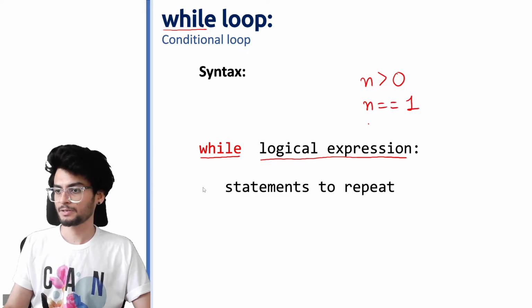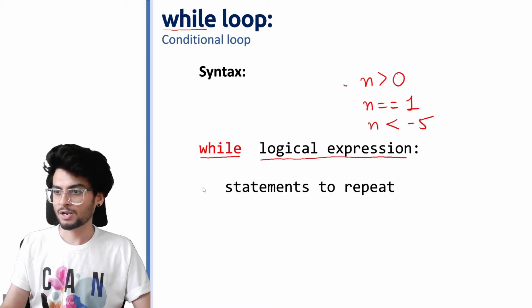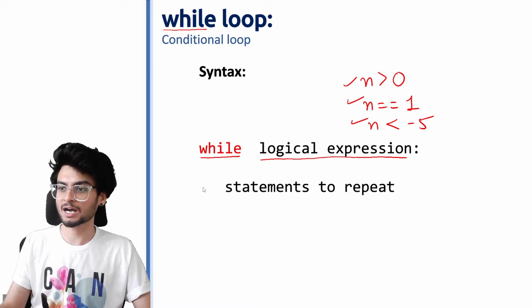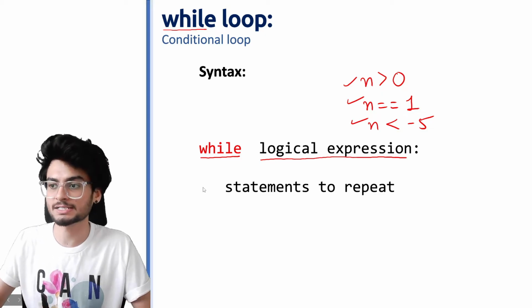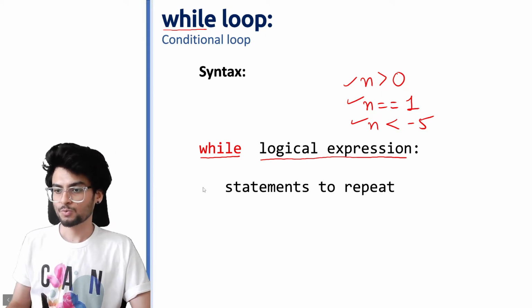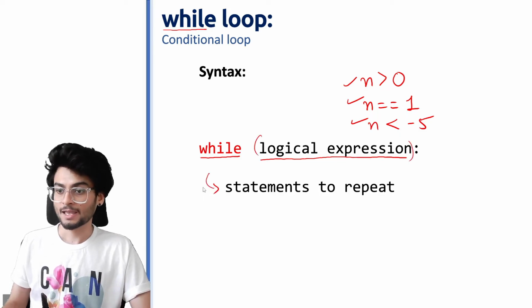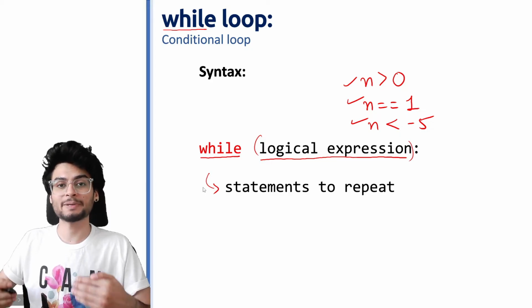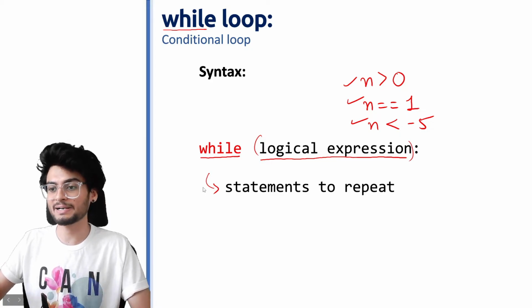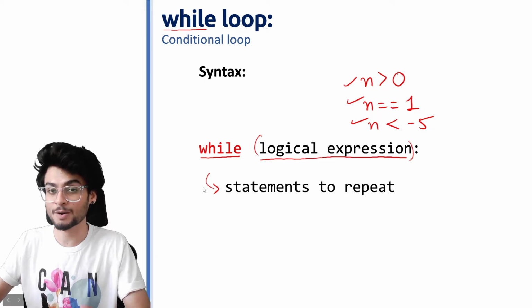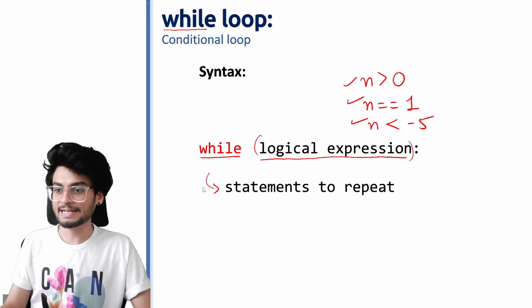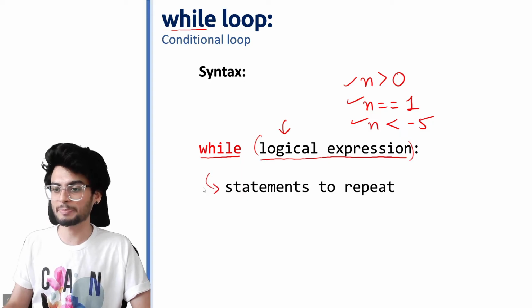Or maybe, so these all are called logical expressions जहां पर आप सिर्फ true and false में उसका result निकाल सकते हो. So once this logical expression is true, then आप loop के अंदर चले जाओगे. And the statements will keep on repeating. यहाँ पर आपको कुछ भी increment decrement करने का option नहीं है, वो आपको खुद करना पड़ता है. But till the time this expression is true, these statements will be repeated.